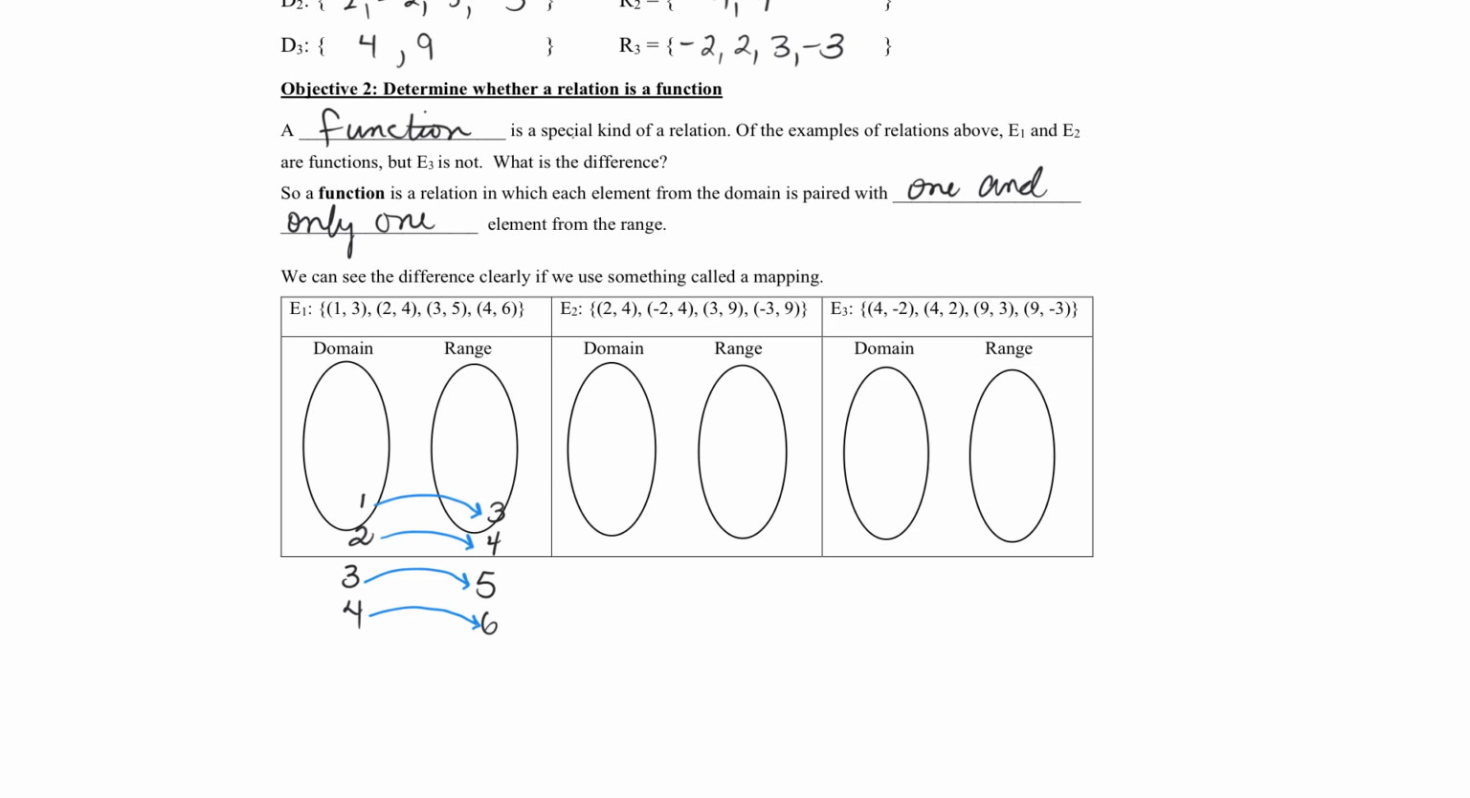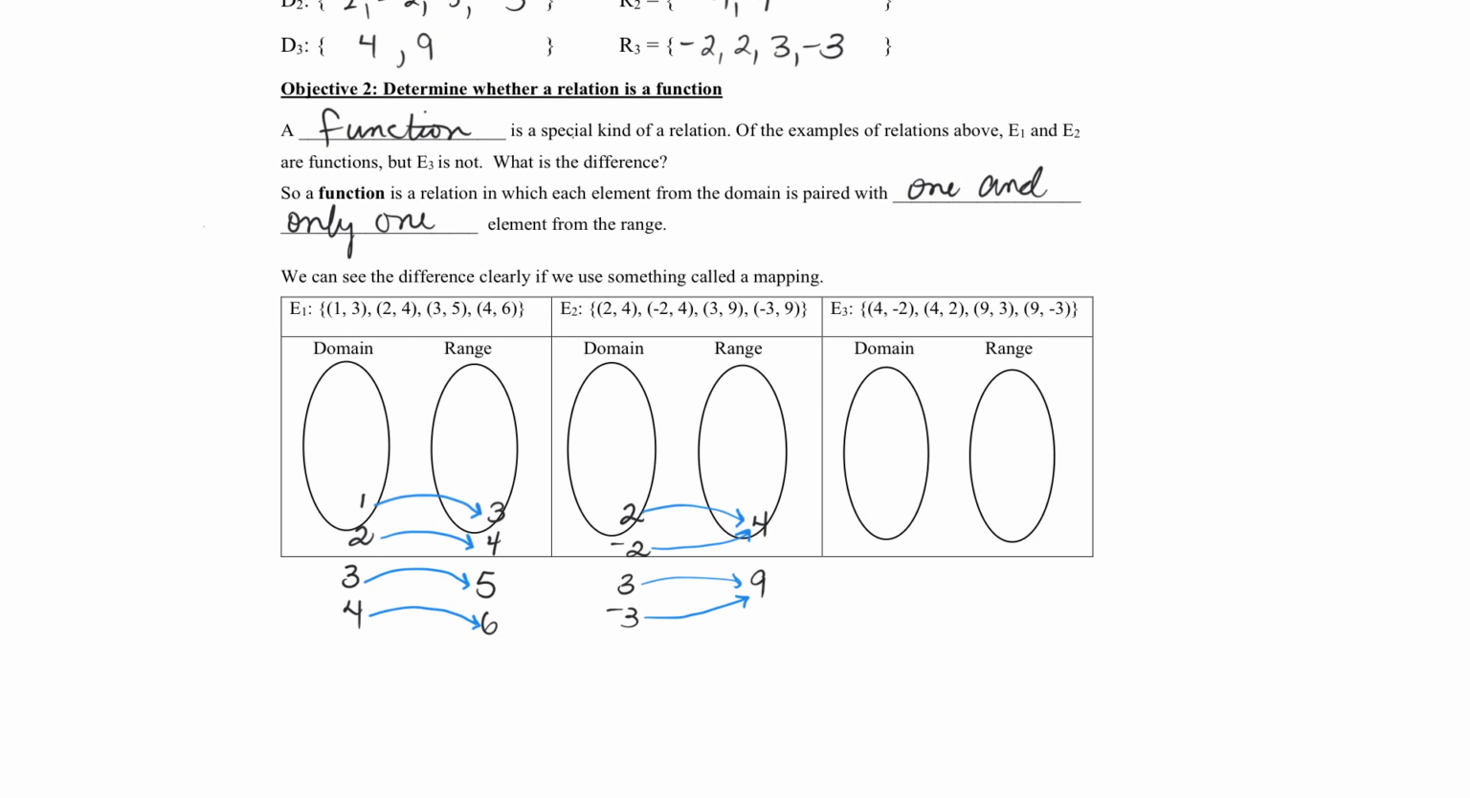Now let's look at example 2. My domain includes 2, -2, 3, -3, and my range is the 2 elements 4 and 9, right? So 2 maps to 4 and only 4. -2 also maps to 4, but it only maps to one y value, right? 3 maps to 9, and -3 maps to 9. So each of these x values in my domain has only one arrow coming off of it going to the range, right? So 2 only is paired with 4, and -2 is only paired with 4.